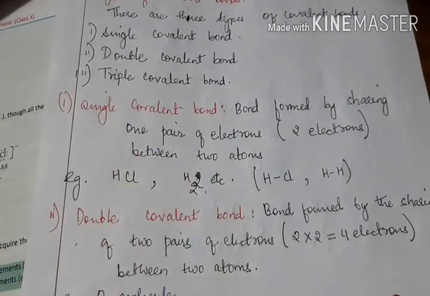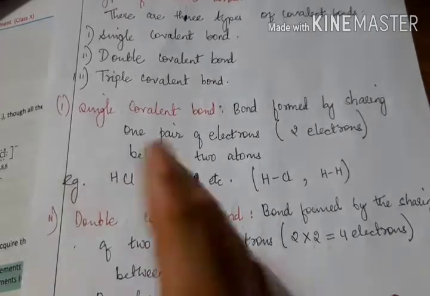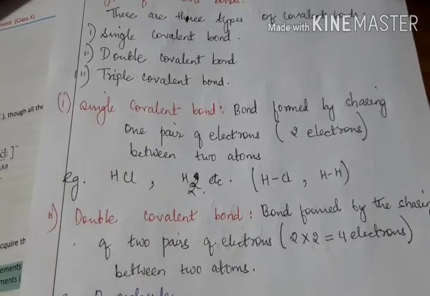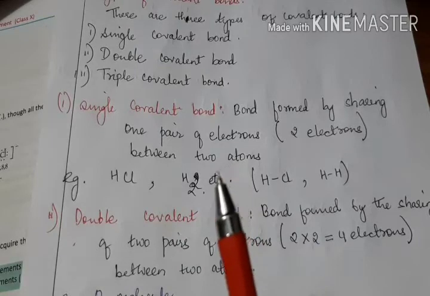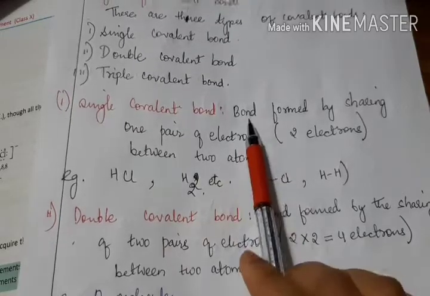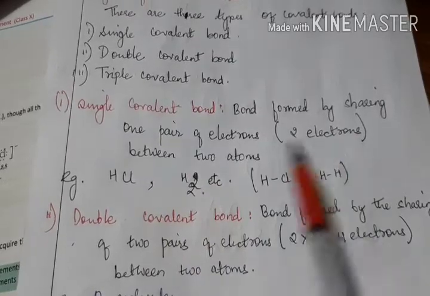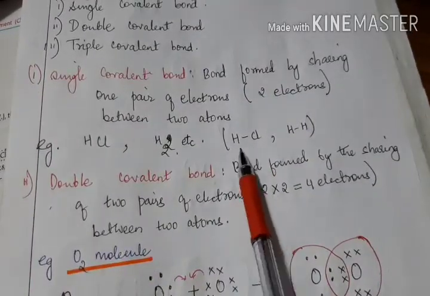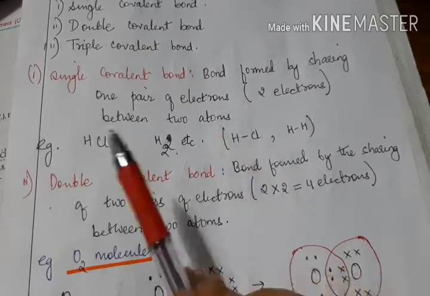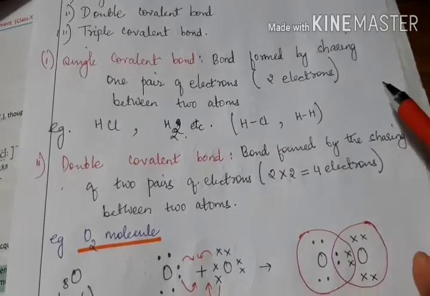First one, single covalent bond. As the name suggests, single. So there will be just one bond between two atoms. And one bond means how many electrons? Two electrons. Two electrons means one pair of electrons. So a bond formed by sharing one pair of electrons, that is two electrons, is called a single covalent bond. For example, here it's Cl, one bond, single covalent. H2, single covalent bond.